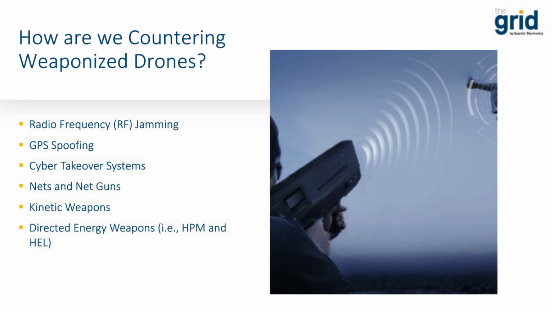Now, there are various methods to counter weaponized drones. One method includes the use of radio frequency or RF jamming. Now, this disrupts the communication link between the drone and its operator. GPS spoofing sends false GPS signals to the drone, misleading its navigation systems and causing it to change course or land. Cyber takeover systems attempt to hack and assume control of the drone. Nets and net guns are used to physically capture drones without destroying them.